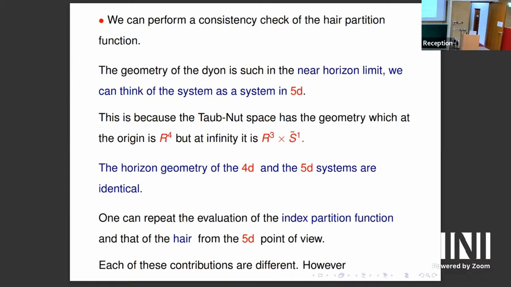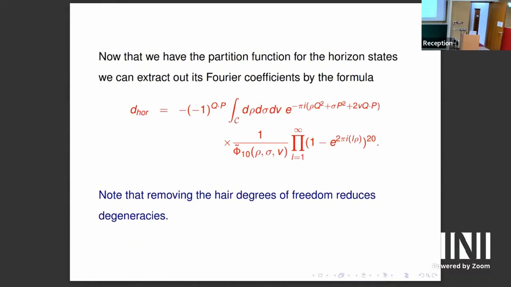So the horizon degrees of freedom should match. But the hair modes are different when you see it from 5D and 4D. But you can remove the hair modes, and once you extract the horizon degrees of freedom from the 5D perspective as well as from the 4D perspective, it should be the same. And that check they have done, actually, the authors. And so now the formula for the horizon is this, focusing on single centered patterns. So that's the formula.